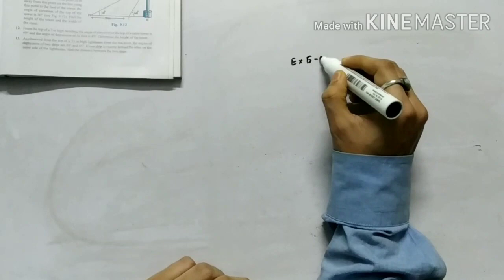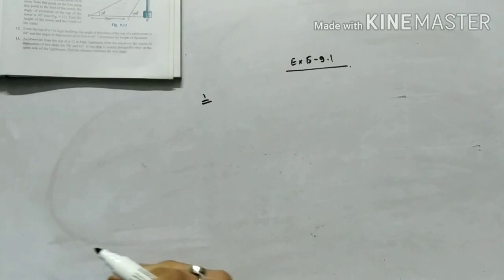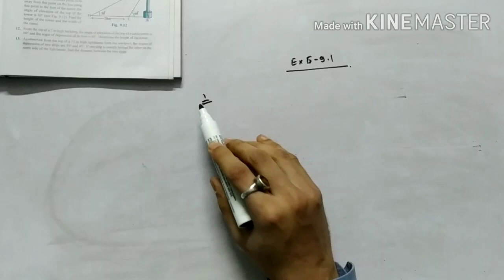Next I will go to exercise 9.1. Exercise 9.1, question number 1 says: a circus artist is climbing a 20 meter long rope which is tightly stretched and tied from the top of a vertical pole to the ground. Find the height of the pole if the angle made by the rope with the ground level is 30 degrees. Your figure is given.